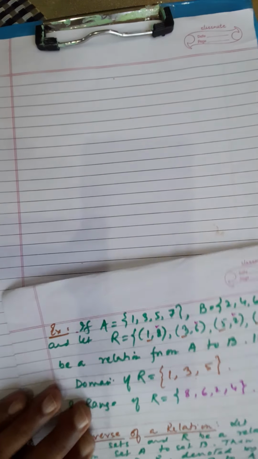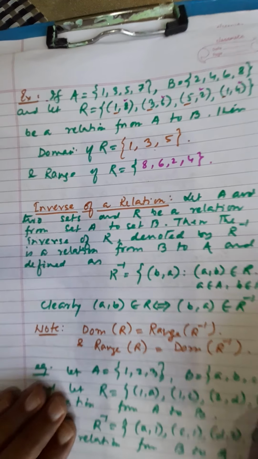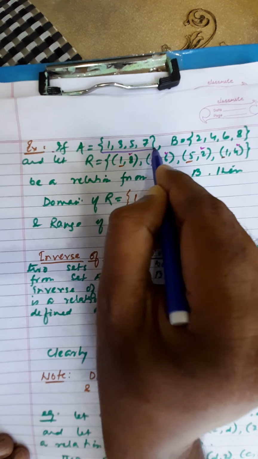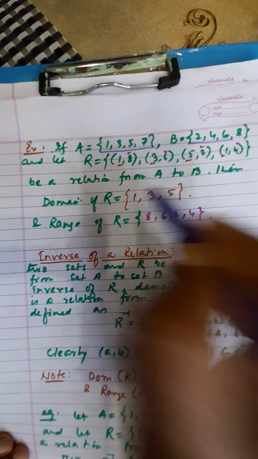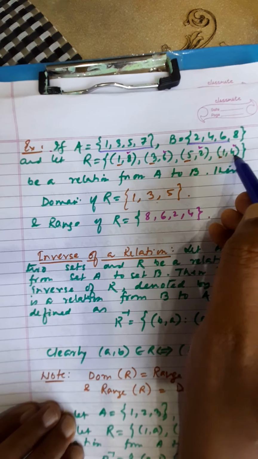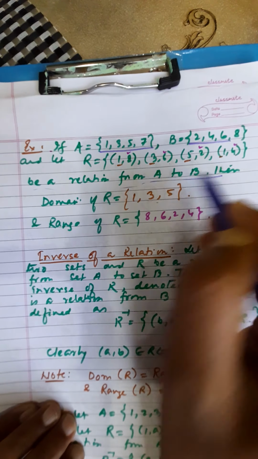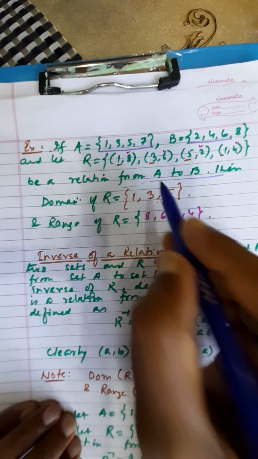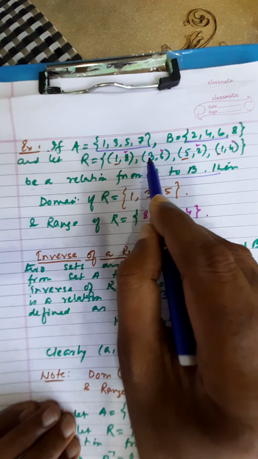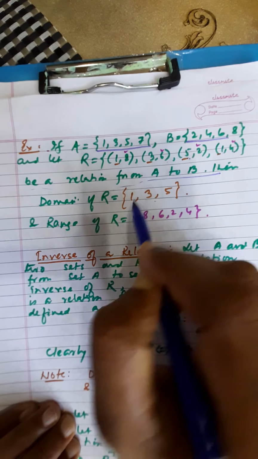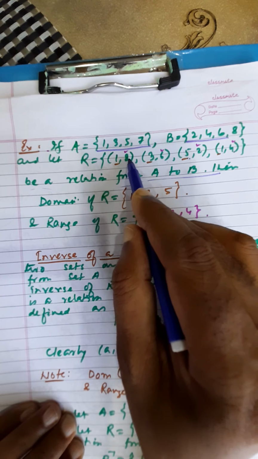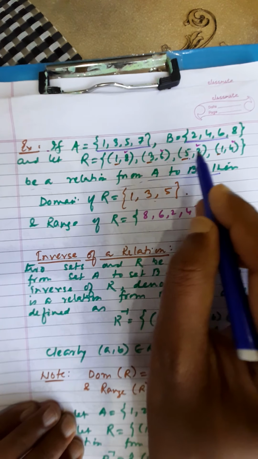Next, see an example. What is the example? If A is equal to {1, 3, 5, 7} and B is equal to {2, 4, 6, 8} and let the relation R equal {(1, 8), (3, 6), (5, 2), (1, 4)} be a relation from A to B, then what will be the domain? Domain is all the elements of the first components: 1, 3, 5, 1. So writing it once, 1, 3, 5. And the range of R is equal to the second components. What are the second components? 8, 6, 2, 4.